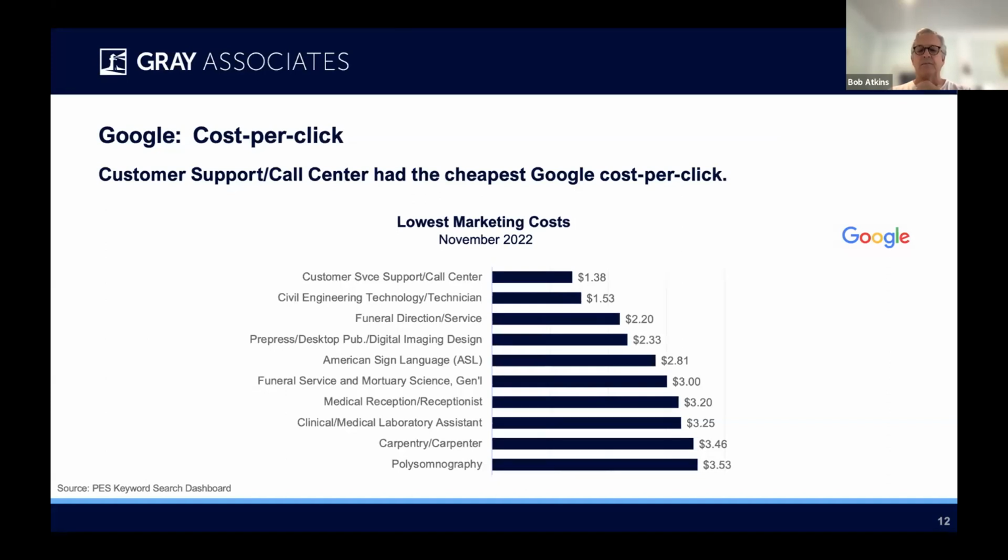So at the bottom of this list, which would be the more expensive end, we have polysomnography or sleep diagnostics. That's probably a tech for polysomnography at $3.53. Customer service, call center, $1.38, and so forth. So now we're looking at things where the cost to attract a student is more like $100 than $5,000. So it's a place that from a marketing perspective, if you have the course and you have some seats, might be worth spending some money on because the costs are relatively low.